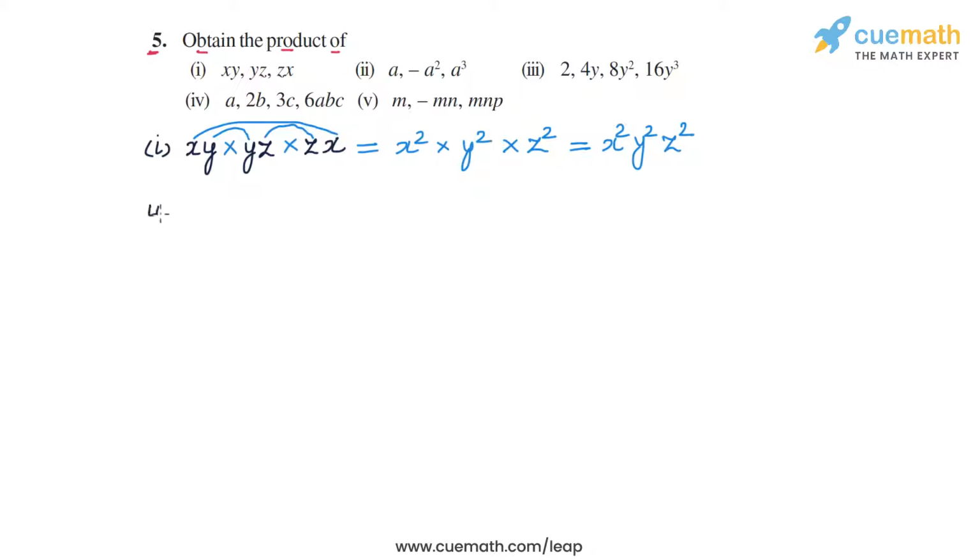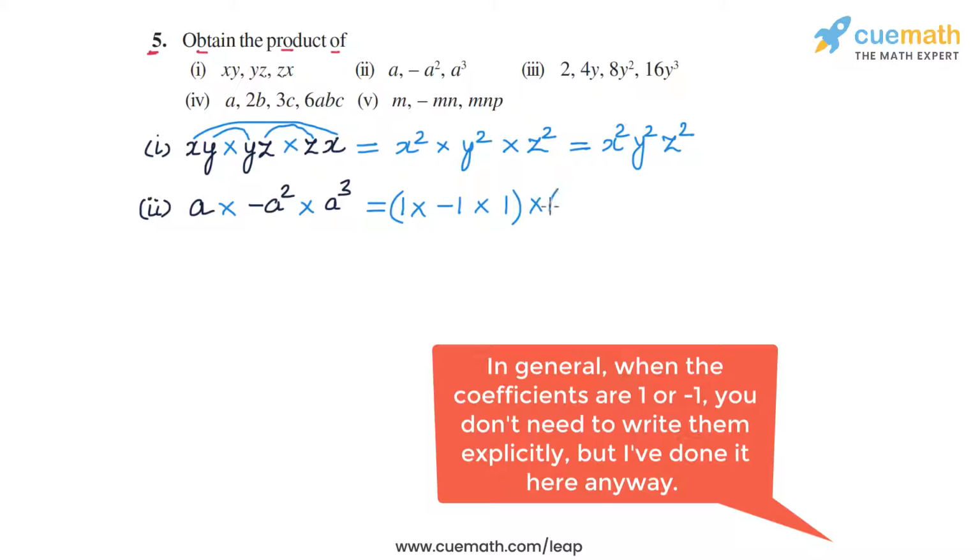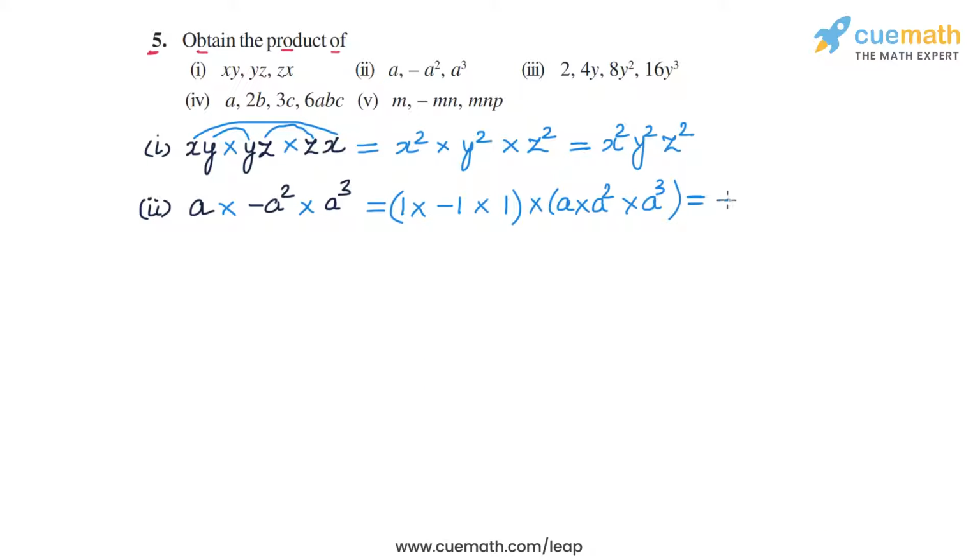Now we come to part 2. In part 2, the three monomials we have to multiply are a, minus a square and a cube. So these are the three monomials that we have to multiply. So the coefficients of these three are 1, minus 1 and 1 respectively. So we can multiply the coefficients separately, and the variable parts, a, a square and a cube, we can multiply separately. So 1 into minus 1 into 1 is minus 1. So we have minus 1 into a into a square into a cube.